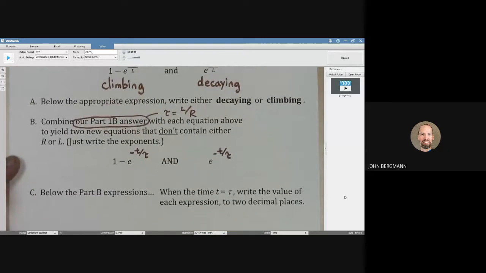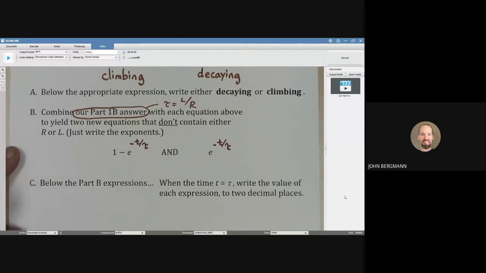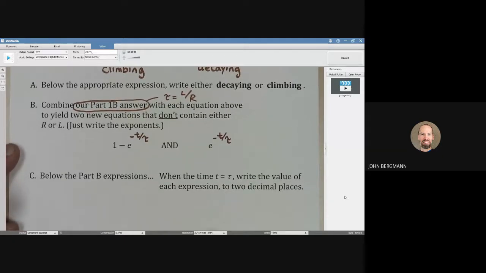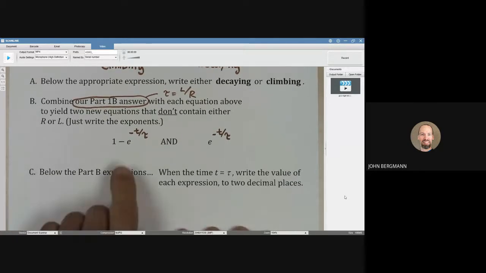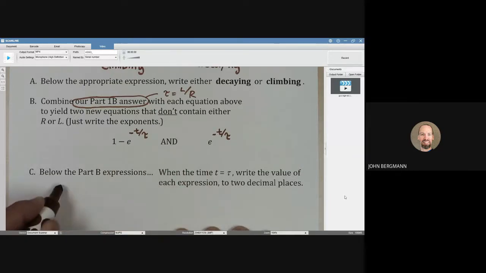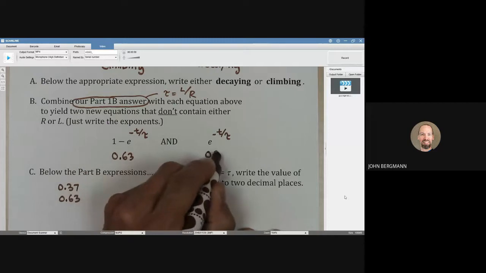Below these part B expressions, when the time equals tau, write the value of each expression to 2 decimal places. This was a while ago, but we said that the fractions that you wanted to keep in mind, remember for half-life it was 0.5. Whenever we are using time constants in electrical circuits, the 2 fractions to keep in mind are 0.37 and 0.63 to 2 decimal places. Now, which one is which? This one is the 0.63, and this one is the 0.37.